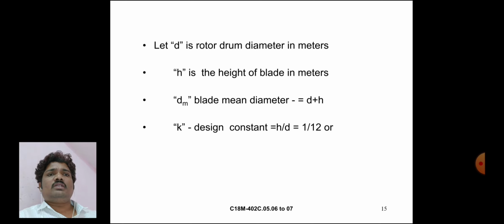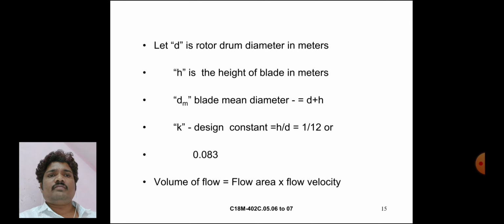K is the division constant, H by D equals 1 by 12, or 0.083.